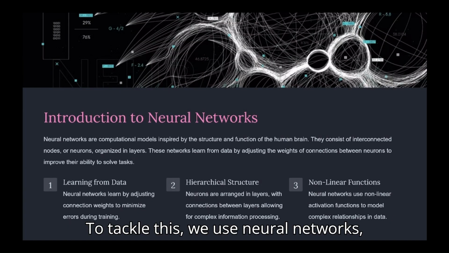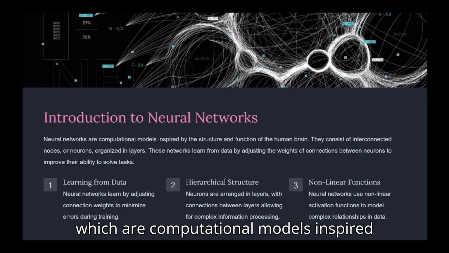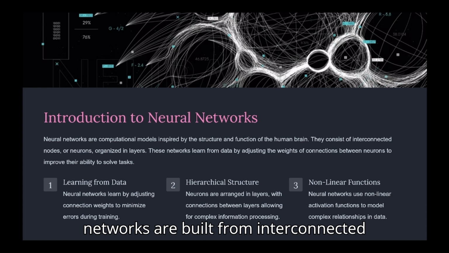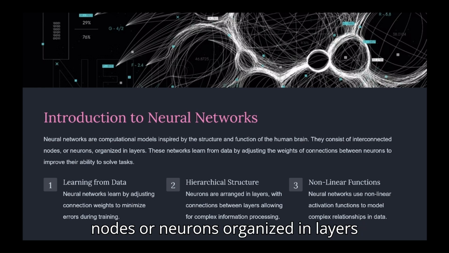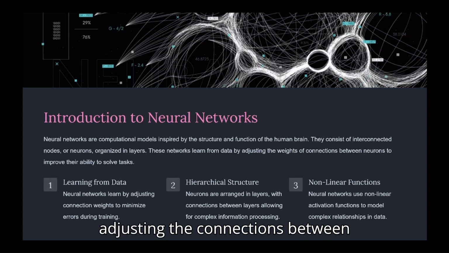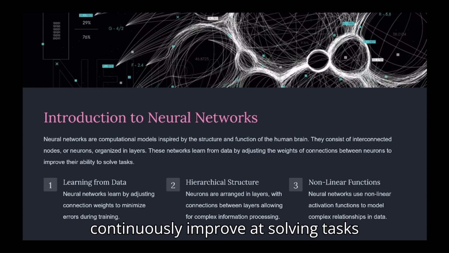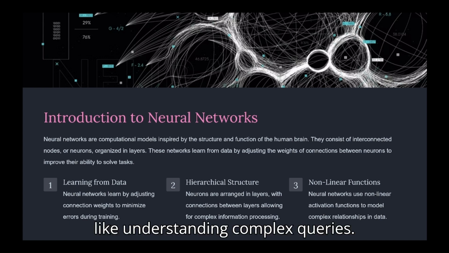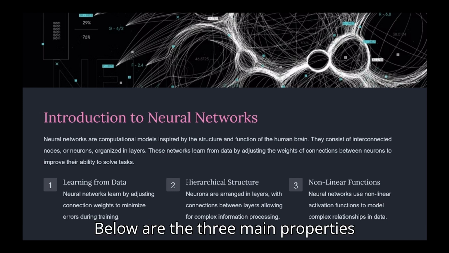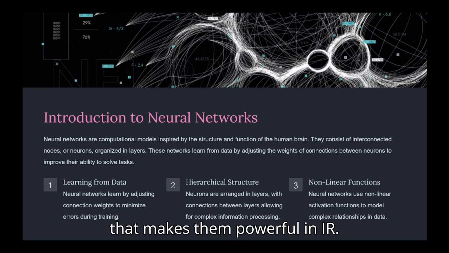To tackle this, we use neural networks, which are computational models inspired by human brains. These networks are built from interconnected nodes or neurons organized in layers that learn from data. By adjusting the connections between neurons, neural networks continuously improve at solving tasks like understanding complex queries. Below are the three main properties that make them powerful in IR.